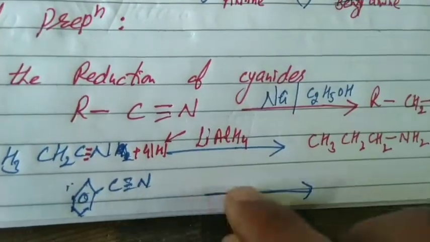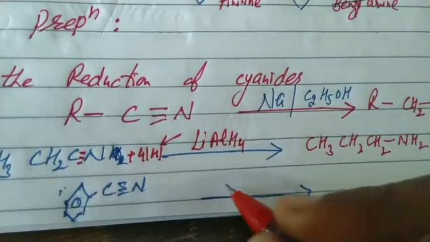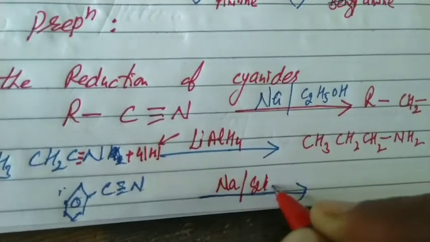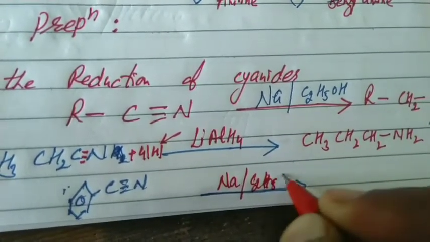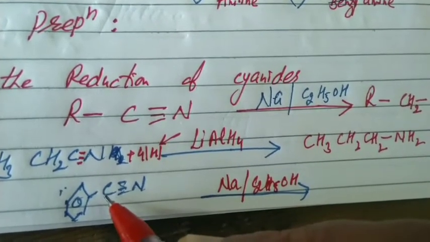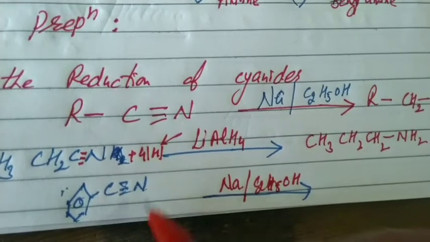Now, for your assignment, complete this reaction. Proceed with sodium and alcohol, cyanobenzene. Same, the triple bond is reduced to single, two hydrogen atoms stabilize this carbon and two go to this terminal nitrogen. You can easily mention the product.